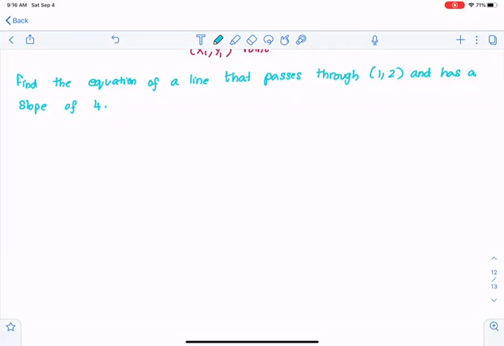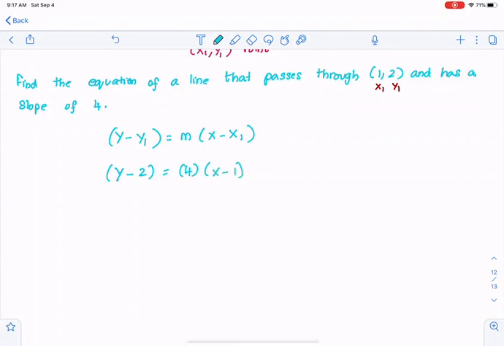So we want to find the equation of a line that passes through 1, 2 and has a slope of 4. So a point is given, the slope is given, so the idea would be to use the point slope form. So y minus y1 equal to m times x minus x1. So y minus x1, y1, it's given in the problem, y minus 2 equals 4, that is the slope, multiplied by x minus 1. And that's it. That is the answer.